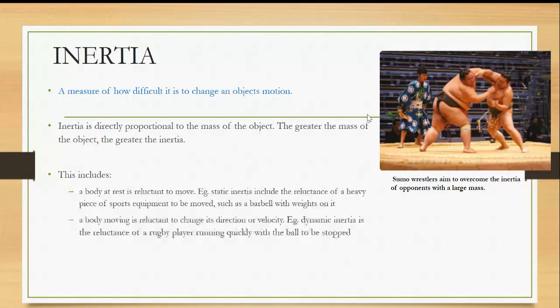Okay, and I've already just been through this, but a body at rest is reluctant to move. Okay, we call that static inertia. So a sumo wrestler not being pushed with enough force in order to move them is demonstrating inertia. Okay, and a rugby player can demonstrate dynamic inertia. They're charging at the opposition fullback, and they don't want to be stopped. And it's going to take a lot of force in order to overcome their inertia and cause them to change their momentum.